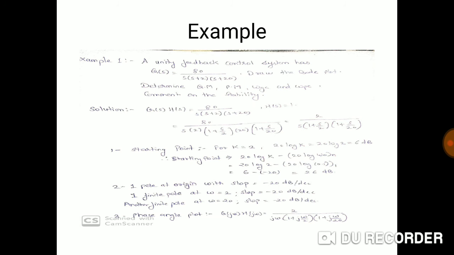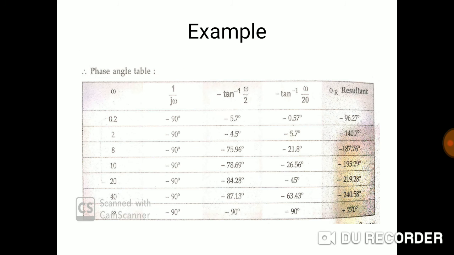For each of them we have a table. You have to refer to that table and find out the dB. Here a pole is present, so minus 20 dB, minus 20 dB and minus 20 dB slopes are there for all. Then there is the phase angle table. As I told you, based on the number of terms present you have to consider the phase angle. 1 upon j omega is present, minus tan inverse omega by 2, minus tan inverse omega by 20 are present. You have to take the resultant of that.